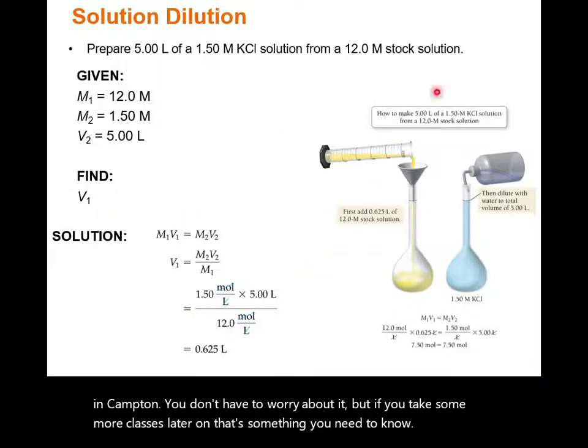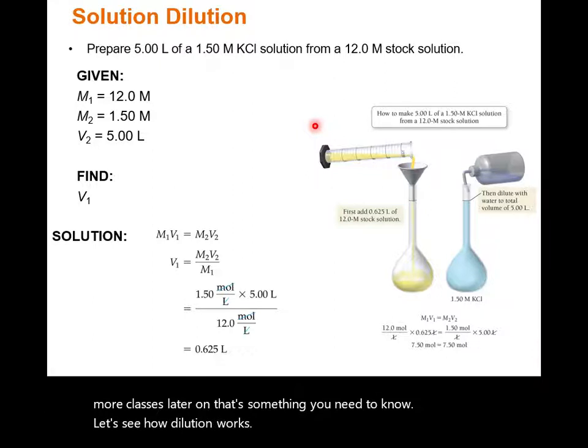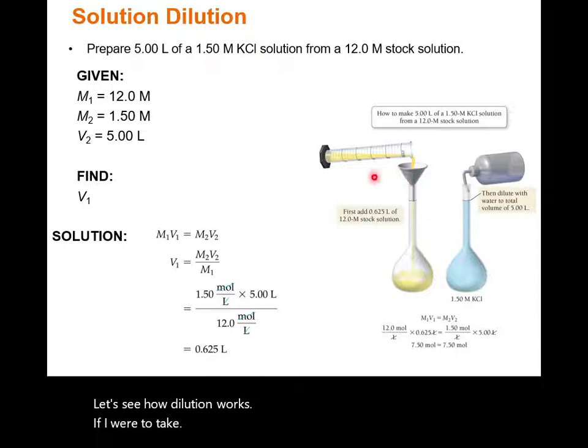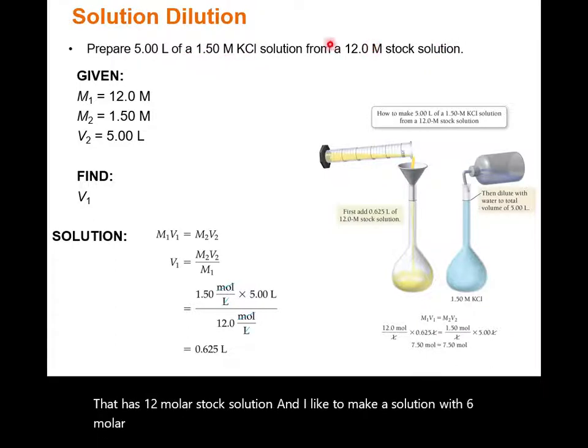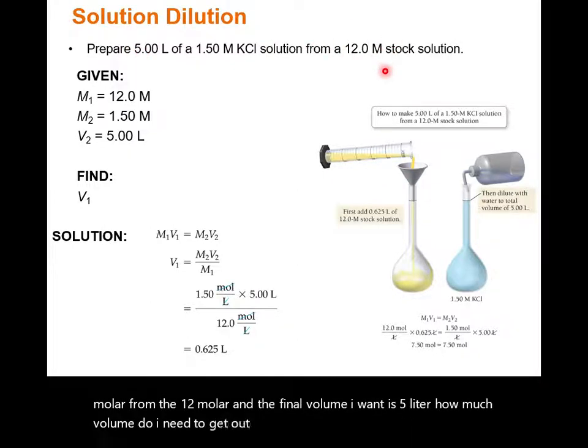Let's see how dilution works. If I were to take a solution that is a 12 molar stock solution, and I'd like to make a solution with 1.5 molar from the 12 molar, and the final volume I want is 5 liters. How much volume do I need to get out of this 12 molar in order to make my solution?